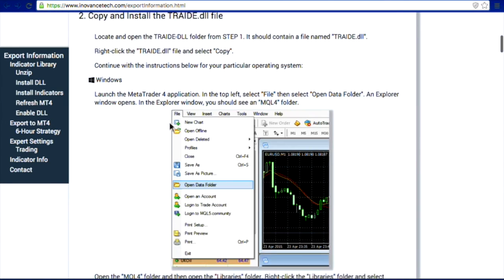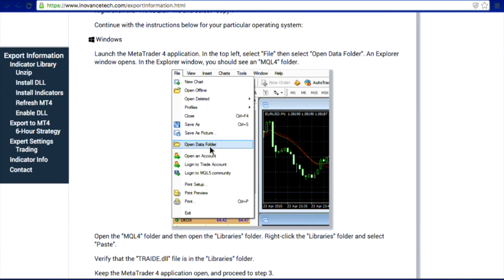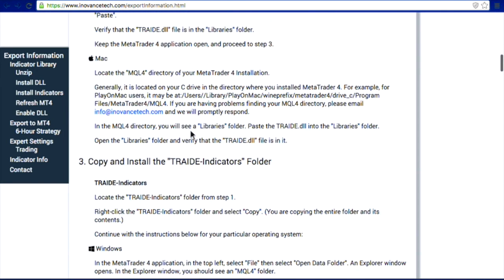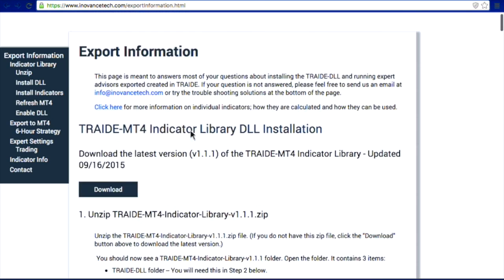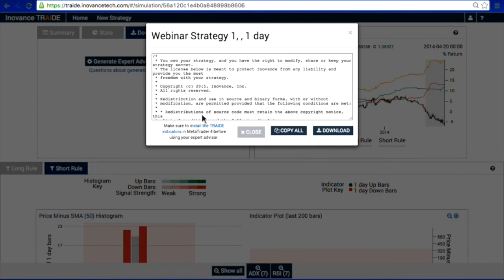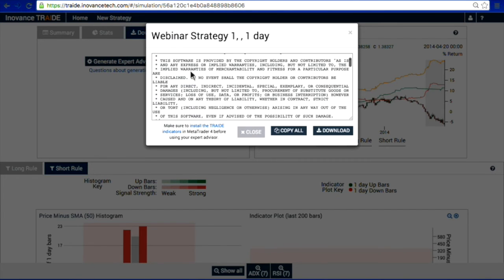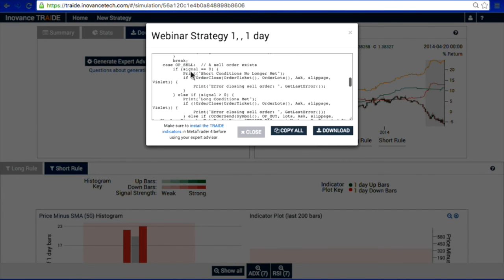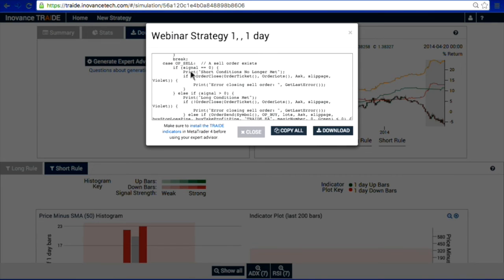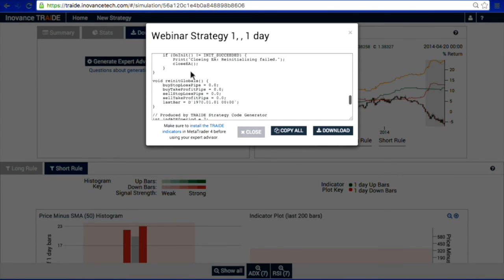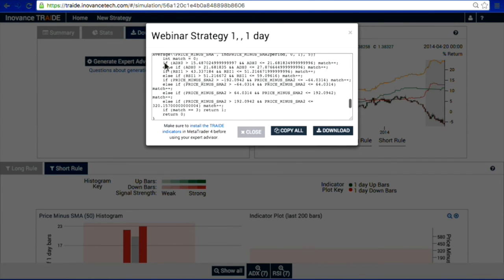So we can download that, and we get pretty simple instructions on how to install it, both on Windows as well as Mac. And if you have any issues whatsoever, feel free to reach out to us directly. But okay, let's assume that we've installed the indicator library. Now if we go back to TRAIDE, we can see the code for our EA generated right in front of us. So most of this is a pretty standard template. If we scroll to the bottom, we can see the actual rules written out.